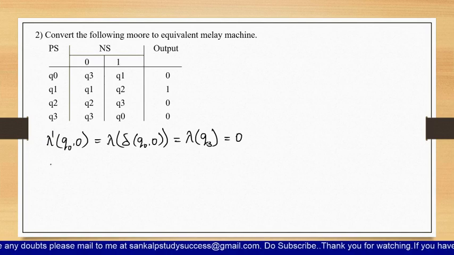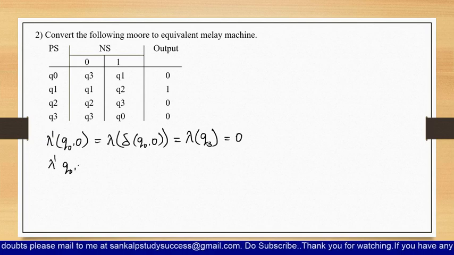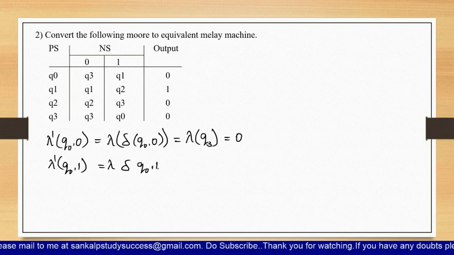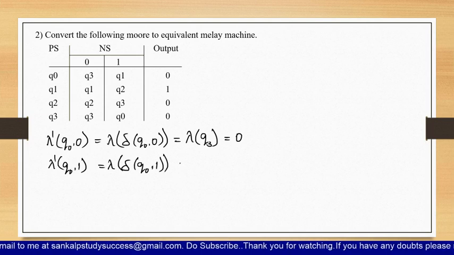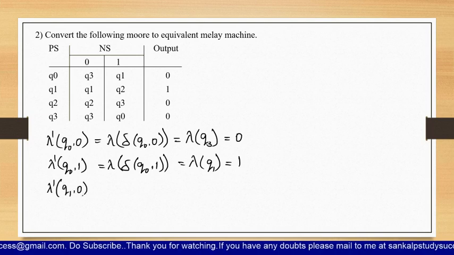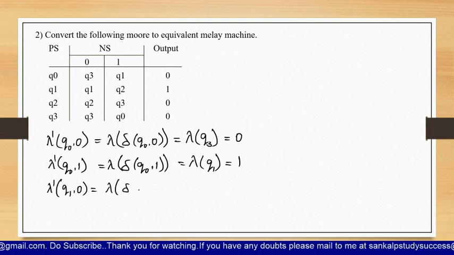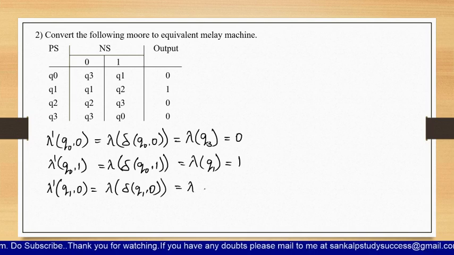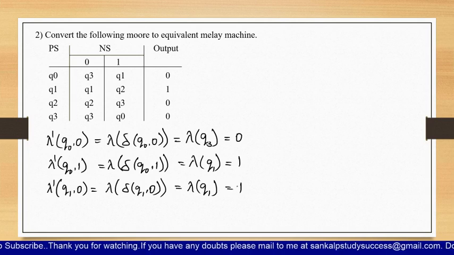Now we are done with 0, so let us apply 1. Lambda dash of q0 comma 1 is equal to lambda of the transition function of q0 comma 1, which is nothing but q1. So lambda of q1 is nothing but 1. Now let us go to the next state, that is q1 comma 0. The transition function of q1 comma 0 is q1 again. So lambda of q1 is equal to 1.